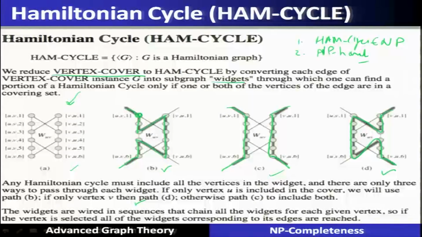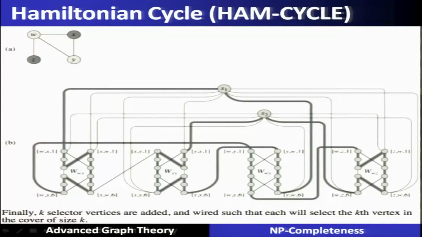The widgets are wired in sequences that chain all the widgets of each given vertex. So if the vertex is selected, all of the widgets corresponding to its edges are reached. Let us take this example graph, and this example graph is converted into this particular graph of widgets.